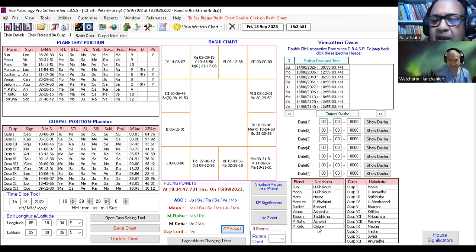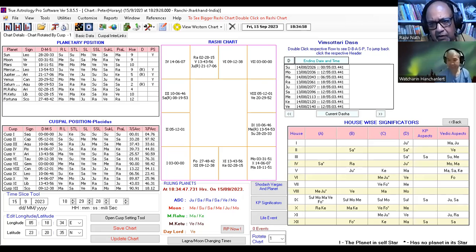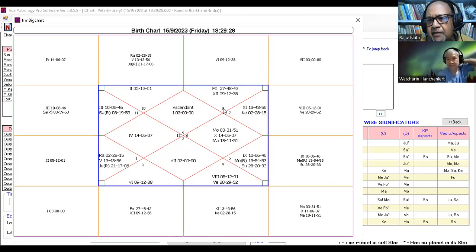If you click this, and if there's a change, then things will change here. The table of significators changes and will come here on the right hand side corner. So the entire chart is with you. You can make your predictions, whatever your question was. And if you double click on this, then the North Indian and the South Indian chart will appear here.